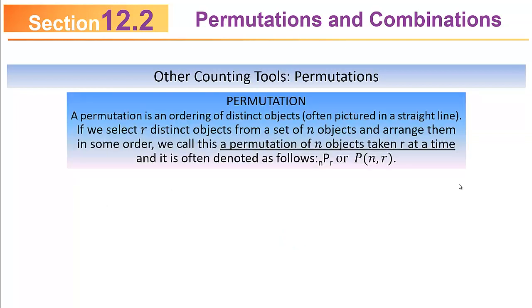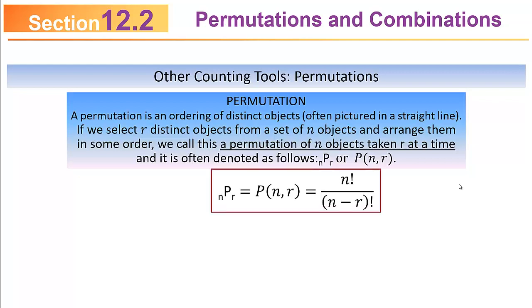And here's what we need. A permutation is an ordering of distinct objects. You often think of them as being in a straight line. If we select R distinct objects from a set of N objects, in other words, you're only taking them R at a time, and arrange them in some order, we call this a permutation of N objects taken R at a time. It's denoted quite often with a capital P and subscripts N on the left and R on the right, or just a capital P and have N comma R in parentheses. Both of those notations are common ways to list a permutation of N objects taken R at a time.